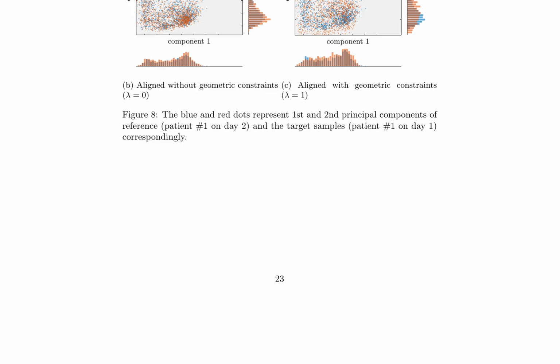By introducing geometric constraints to the alignment procedure, lambda equals 1, figures 8c and 9c showcase significantly better preservation of spatial structures, exemplifying improved representation in a topological context.